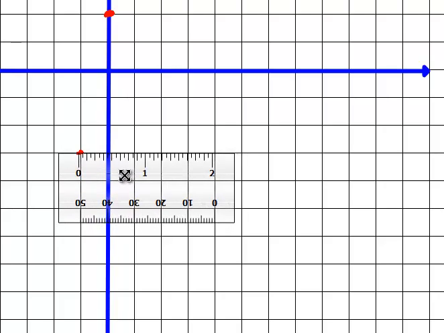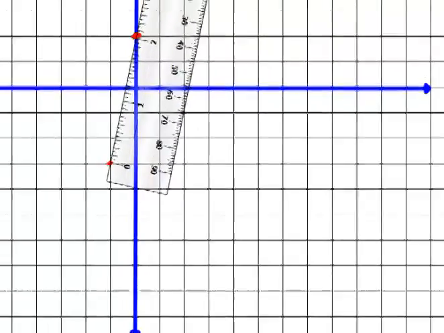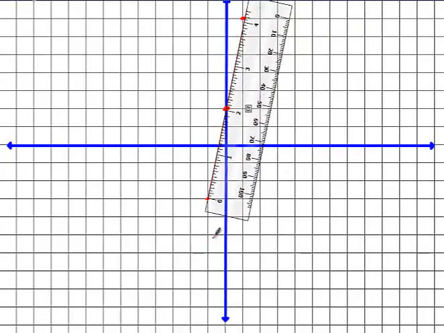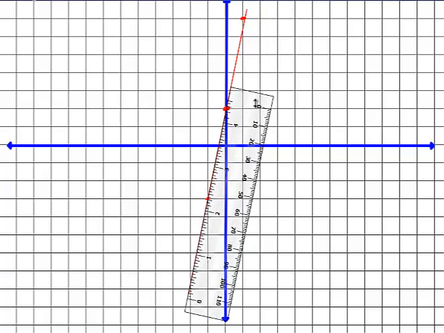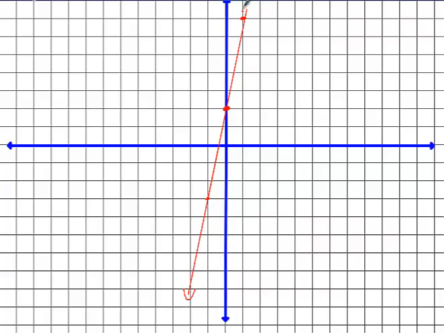Come on. Come on, ruler. There you go. Good boy. Laugh if you want, it works. Talking to technology like it's a real thing. Well, you know what I mean. Like it's a living thing.